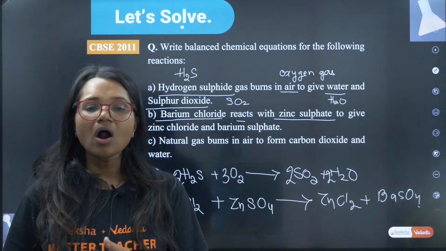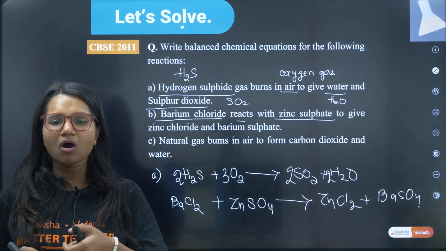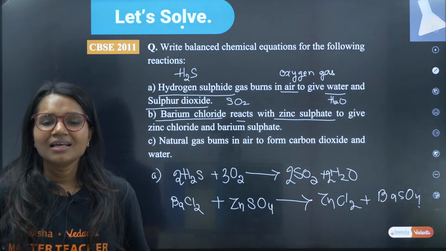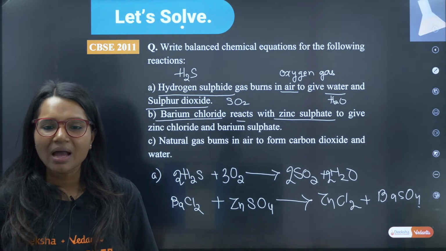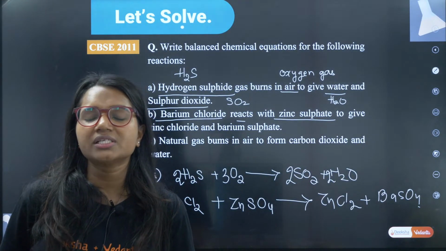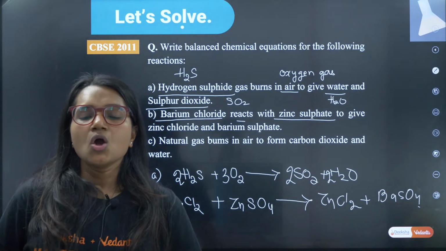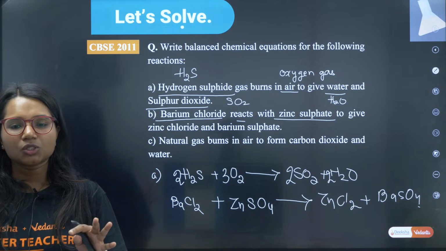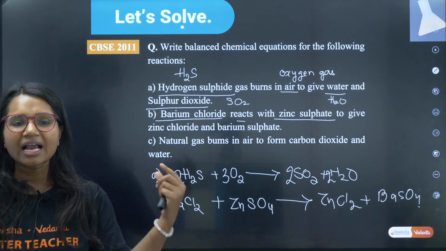I am not getting any response in the chat box, guys, whether you are understanding this or not. Tell me whether these reactions are balanced or not. Barium chloride plus zinc sulfate will give you zinc chloride plus barium sulfate. Do give me a thumbs up in the chat box if you have understood.